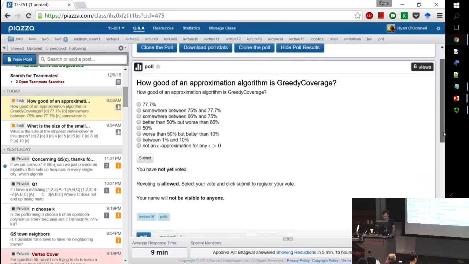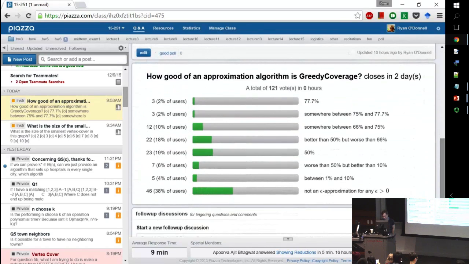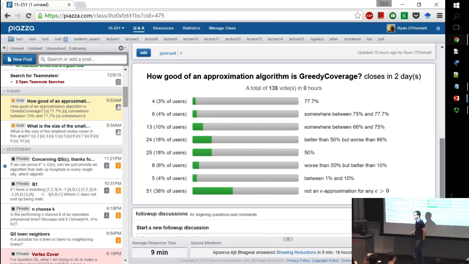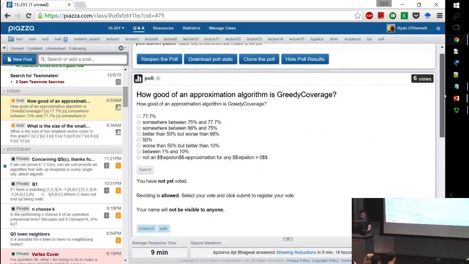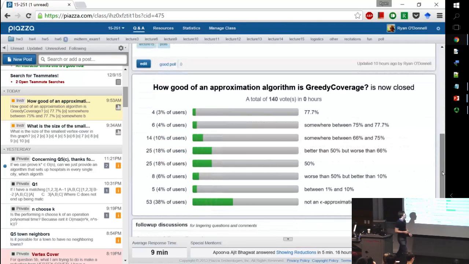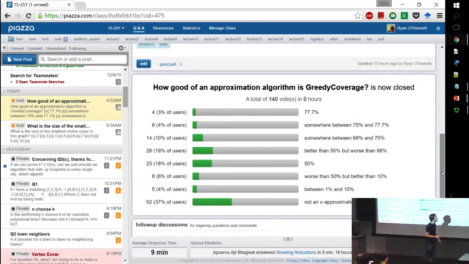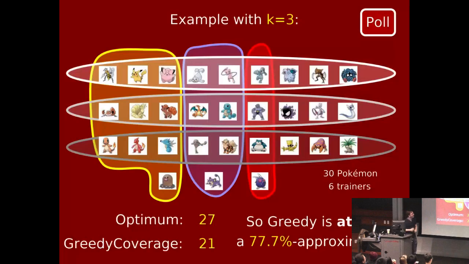Let's take a look. All right, there's a lot of possibilities. You could just guess. This is kind of like Vertex-Cover, where it's not doing very well. We got some range of possibilities here. I'll close the poll. I'll actually tell you the correct answer. The correct answer is actually these 25 people that said between 50 and 66%. Very good if you guessed that. That's funny. So here, greedy is actually pretty good.